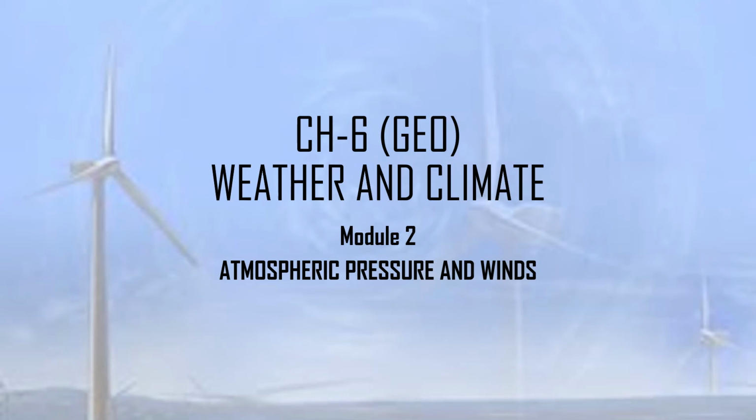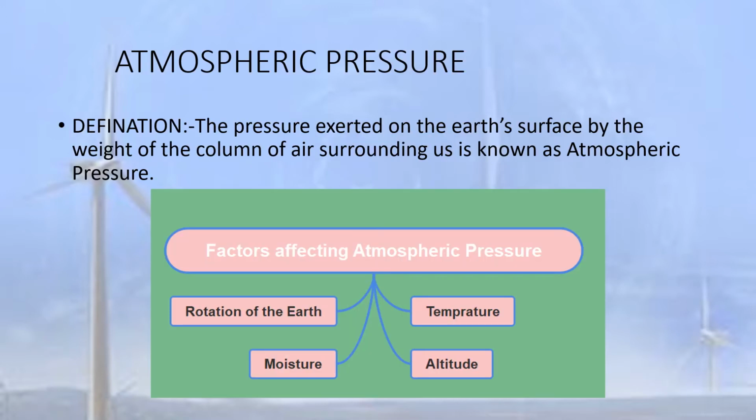Module 2, Atmospheric Pressure and Winds. The pressure exerted on the Earth's surface by the weight of the column of air surrounding us is known as atmospheric pressure. There are four factors affecting atmospheric pressure.